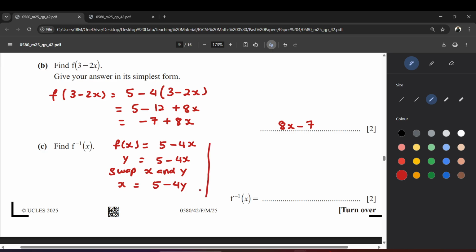So I'm going to take minus 4y to that side, so it becomes positive 4y, and this x comes to this side, so that is 5 minus x. Divide both sides by 4, that will be 5 minus x upon 4. Now this y should be given back into this notation, so that should be f inverse of x is equal to 5 minus x over 4. So that's what your final answer is.